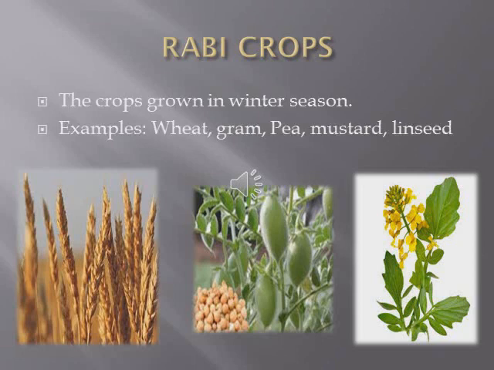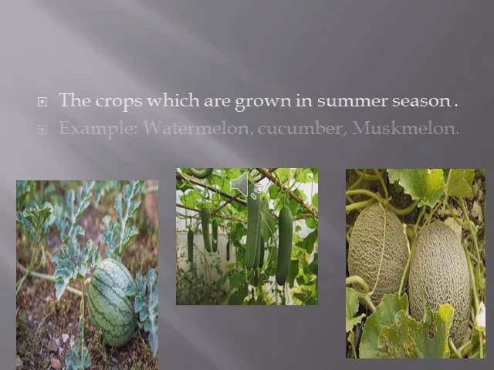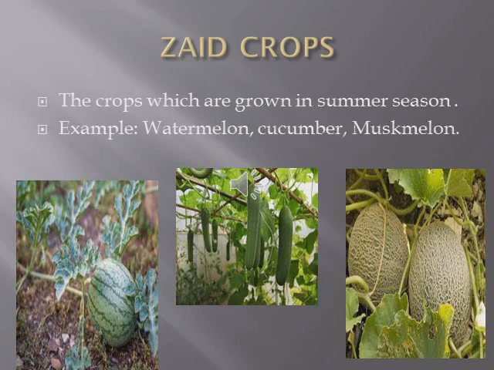Next, rabi crops. The crops grown in winter season, that is from October to March, are called rabi crops. Some examples of rabi crops are wheat, gram, bee and mustard. Next one, shade crops or summer crops. The crops which are grown in summer season are called shade crops. For example, watermelon, muskmelon and cucumber are some examples for shade crops.